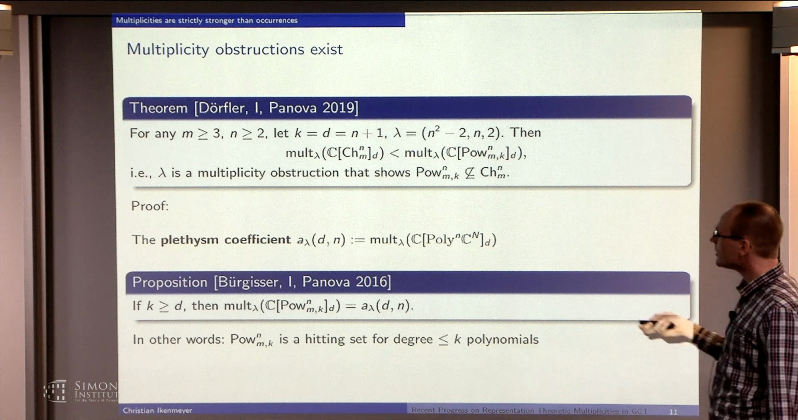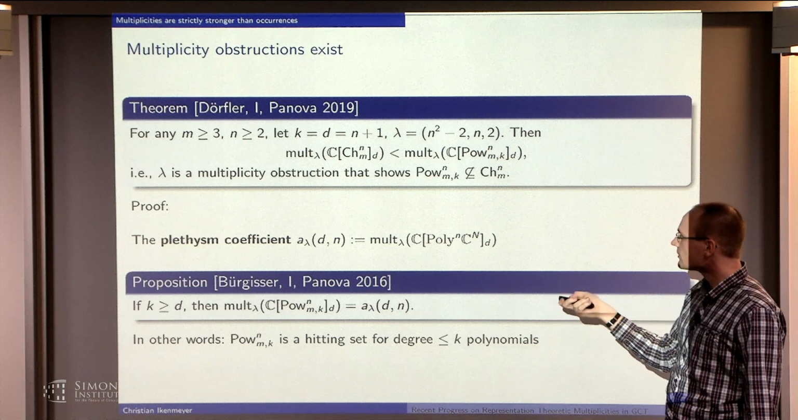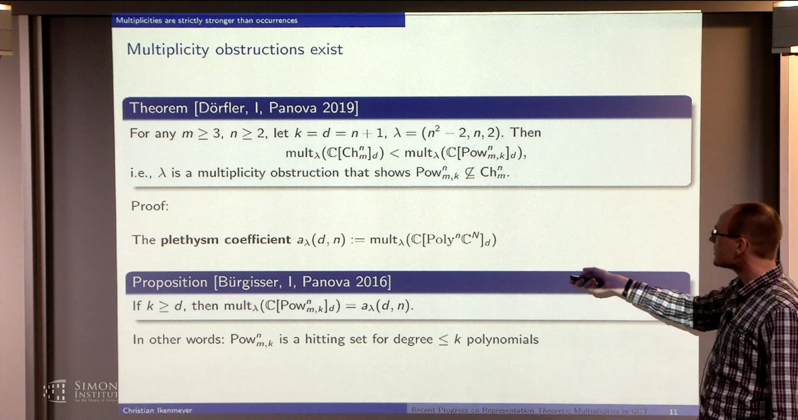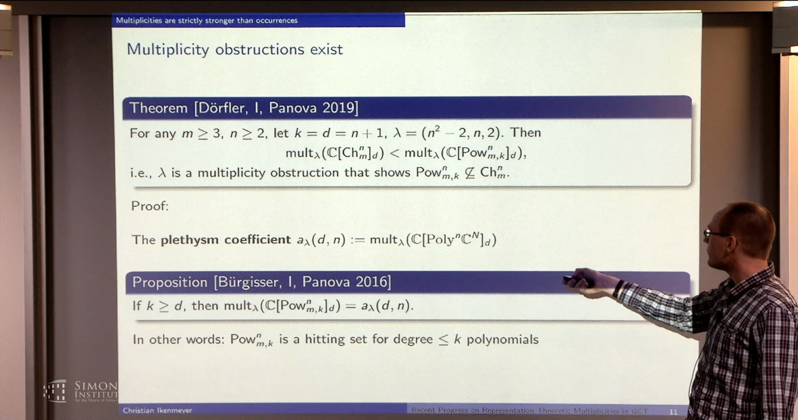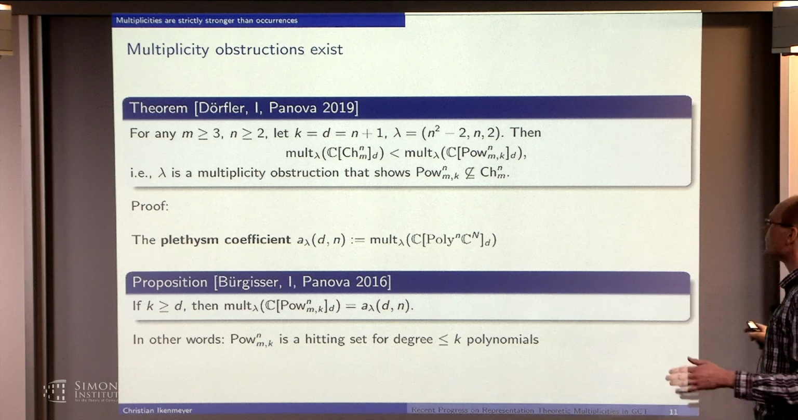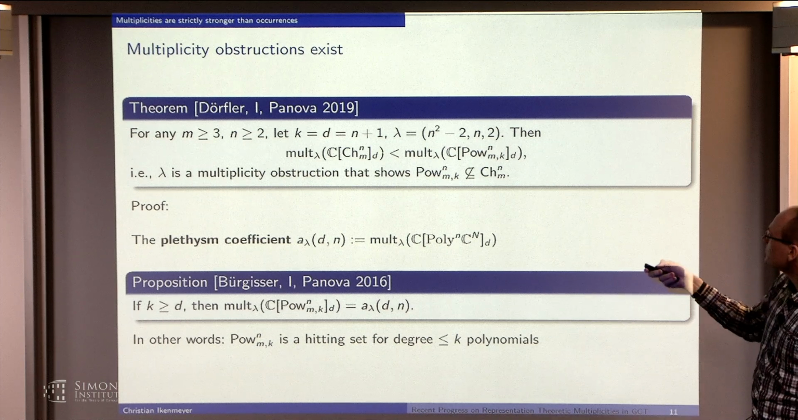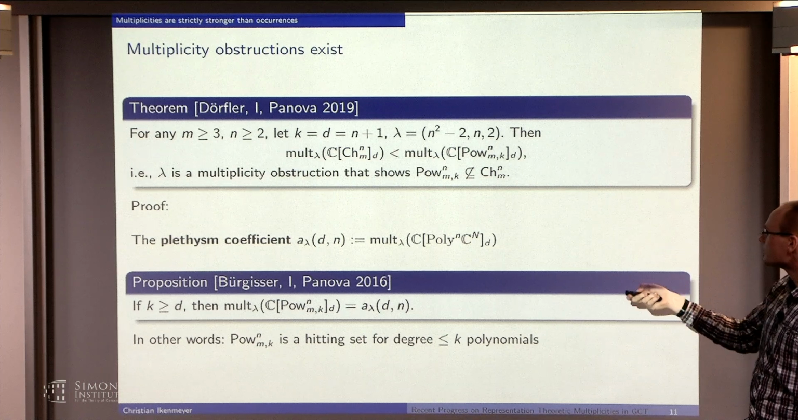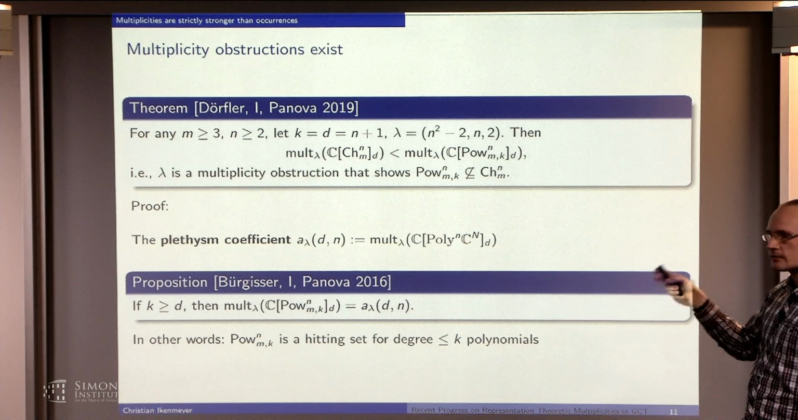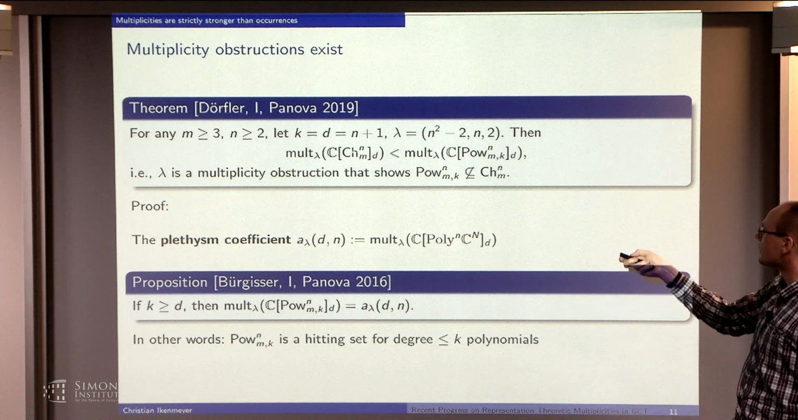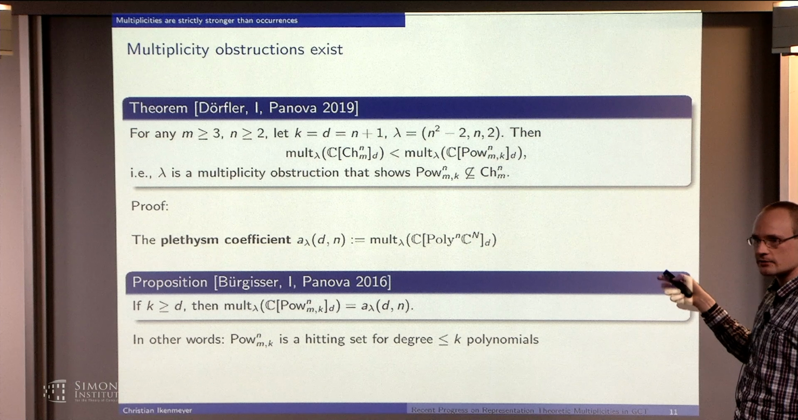What do I mean by maximally large? In Greta's talk already, this coefficient appeared as the plethysm coefficient, which is the multiplicity that arises if you take the coordinate ring of the whole ambient space. So all your multiplicities, this one here and also that one, are always upper bounded by this A lambda dn. You can never go beyond that, because those are subvarieties of your ambient space.